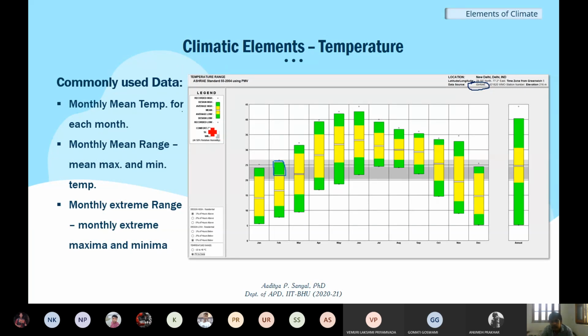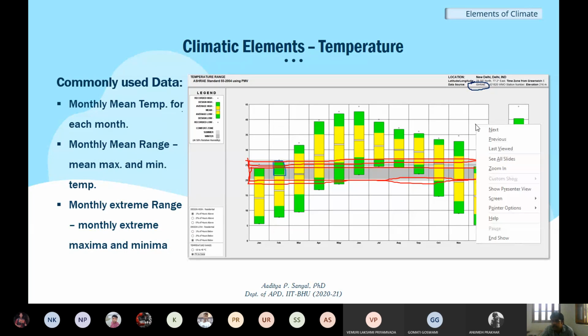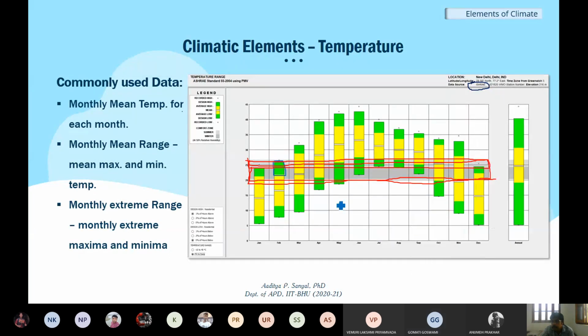And you also see this gray part, comfort zone, summer and winter, this gray part. This is the comfort level. And again, you should note that the comfort level for summers is something else, and the comfort level for winters is not the same as the comfort level for summers. Can you see that? Yes, sir.